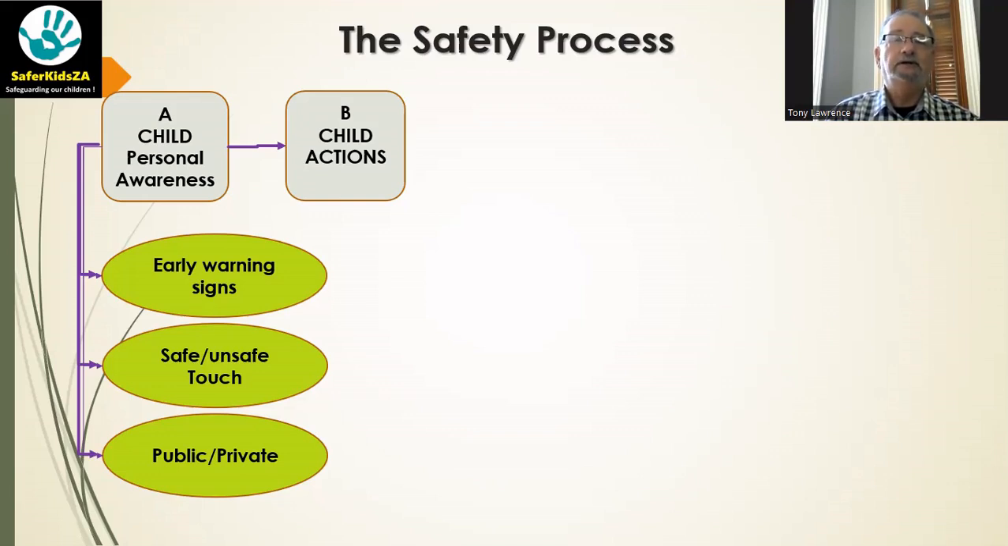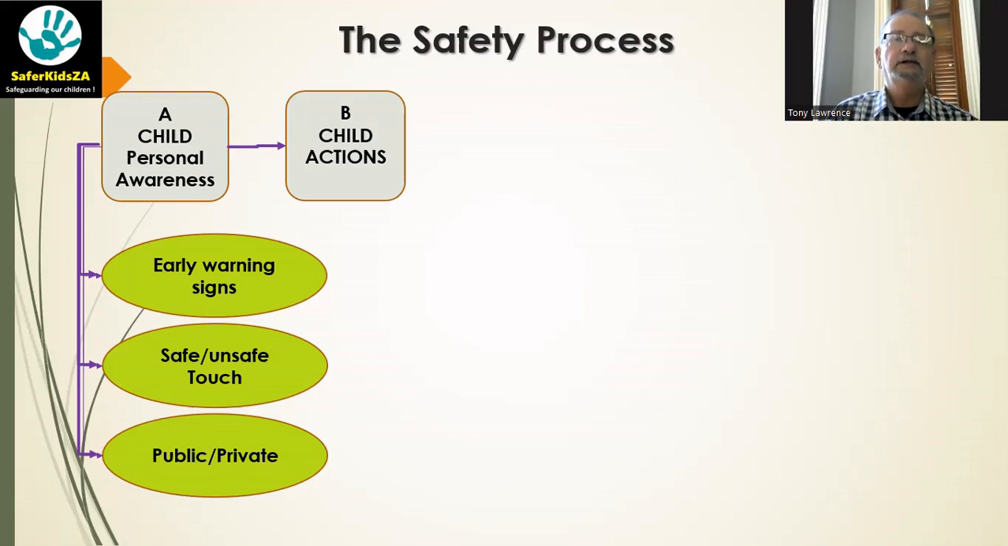Okay? So there are early warning signs, things for them to take cognizance of, and if they feel uncomfortable, they've got to do something about it. How people touch them, inappropriately especially, and what they need to do in that regard. And then the keeping of unsafe secrets is also something they need to be aware of and to do something about it.